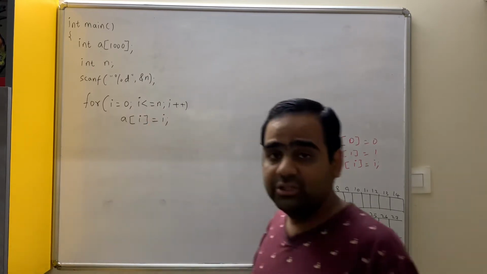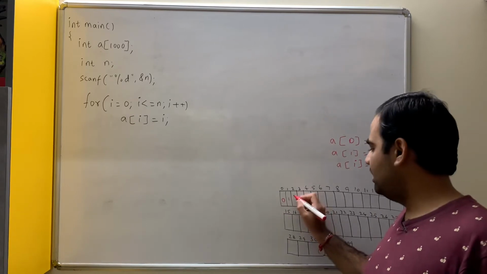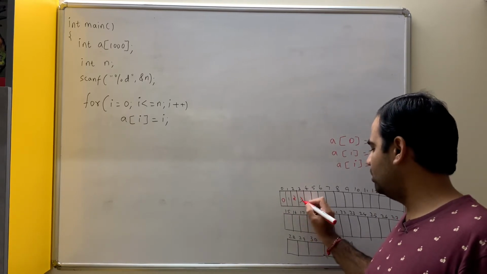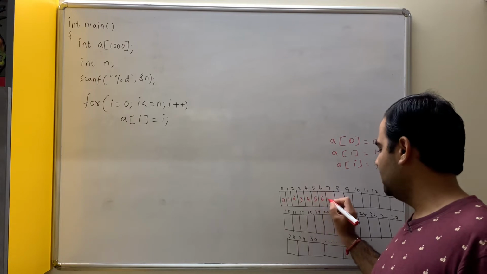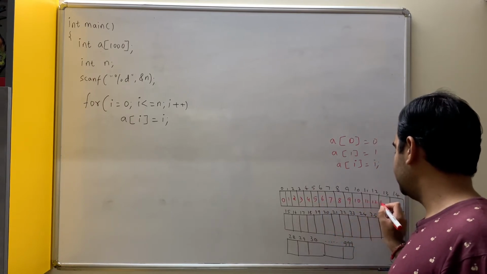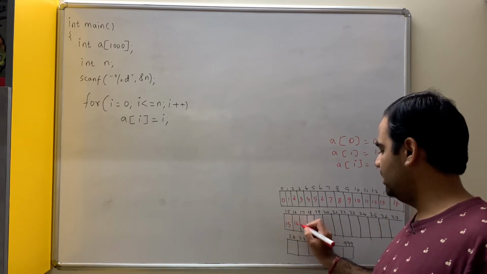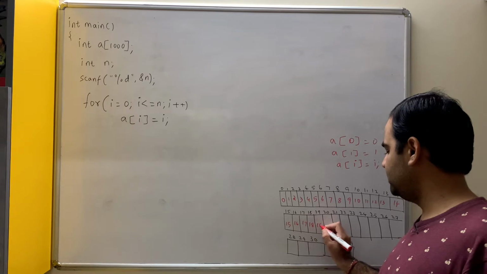Now initially i is 0, a of 0 is 0, i plus plus 1, a of 1 is 1, i plus plus 2, a of 2 is 2, so on. Each and every number is being initialized. Is that okay?